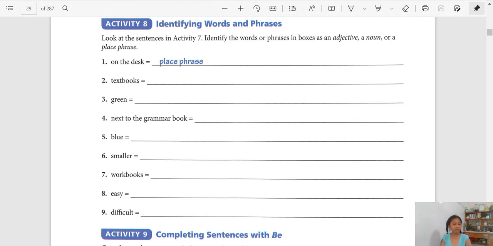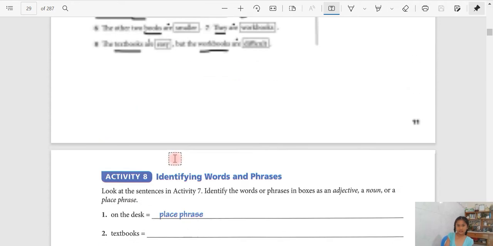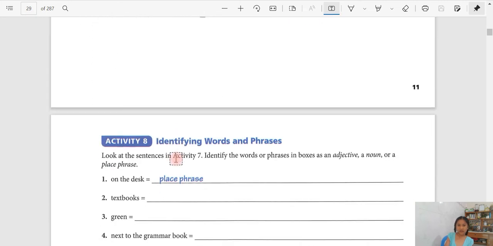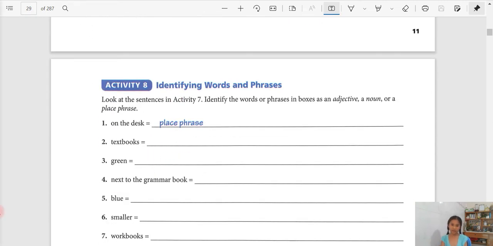Today I will learn Red Riding Hood, Activity 8. Let's get started. Okay? Activity 8, identify words and phrases. Look at the sentence in Activity 7 and find the words or phrases in the box as an adjective, noun, or a place phrase.